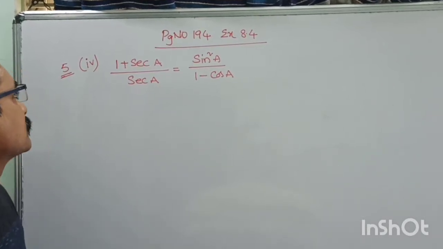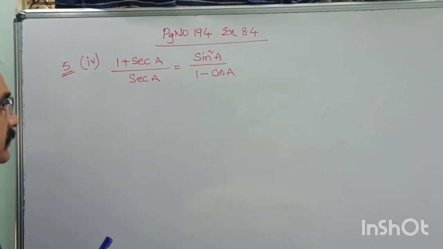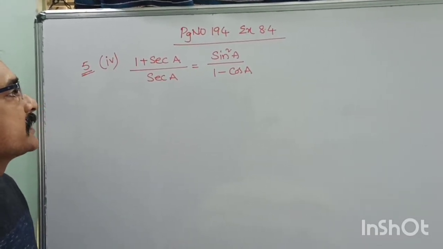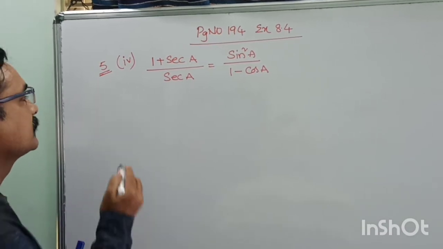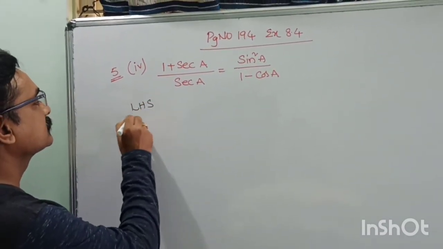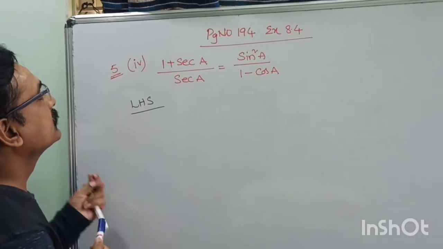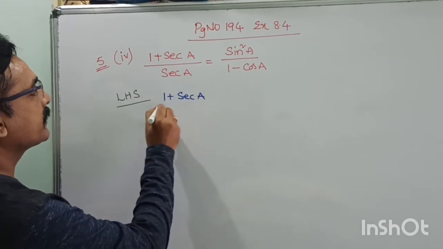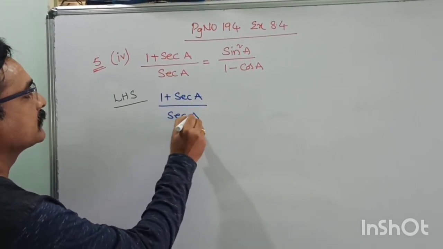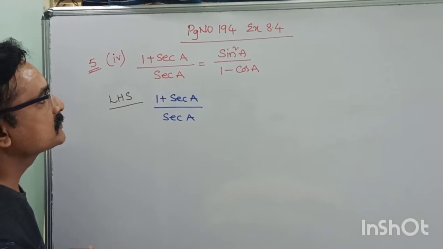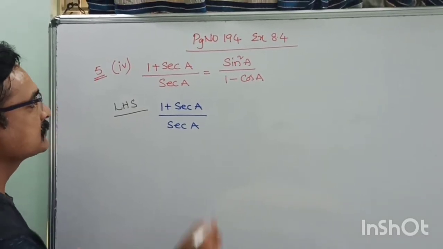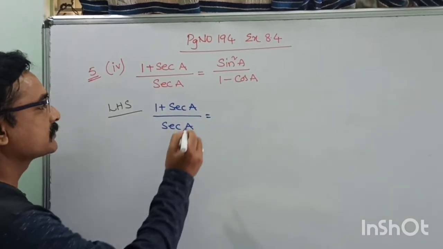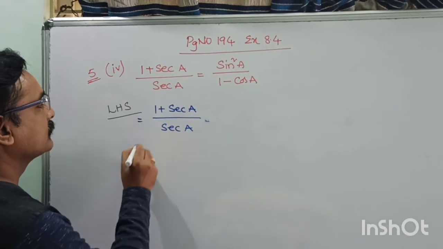Exercise 8.4, question number 5, fourth Roman. So the given question is, prove that 1 plus secant A by secant A equals sin square A by 1 minus cos A. So take the LHS part. LHS we are having 1 plus secant A by secant A. Since in the RHS we are having the terms in terms of sine and cos, instead of secant, secant is the reciprocal of cos, so write as 1 by cos.